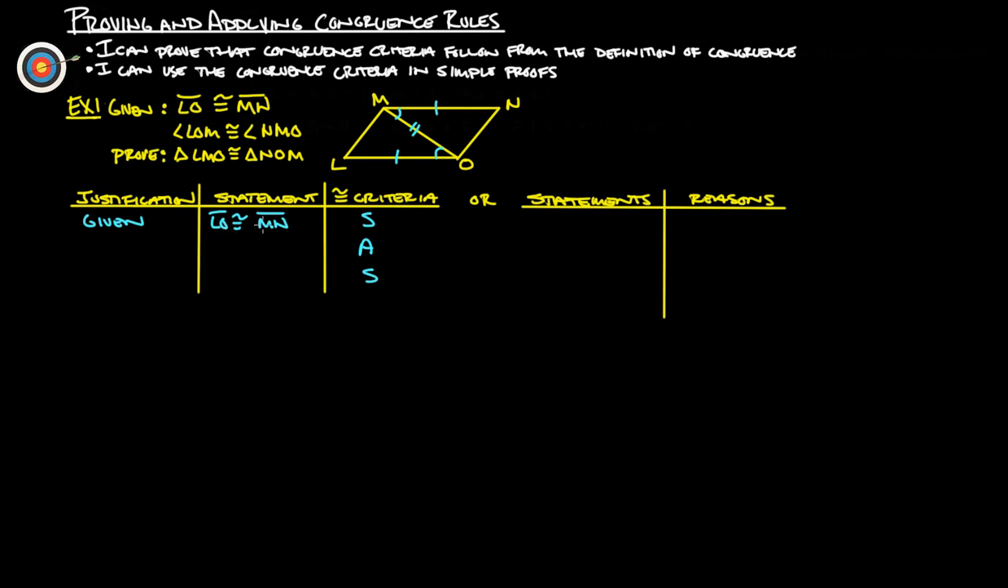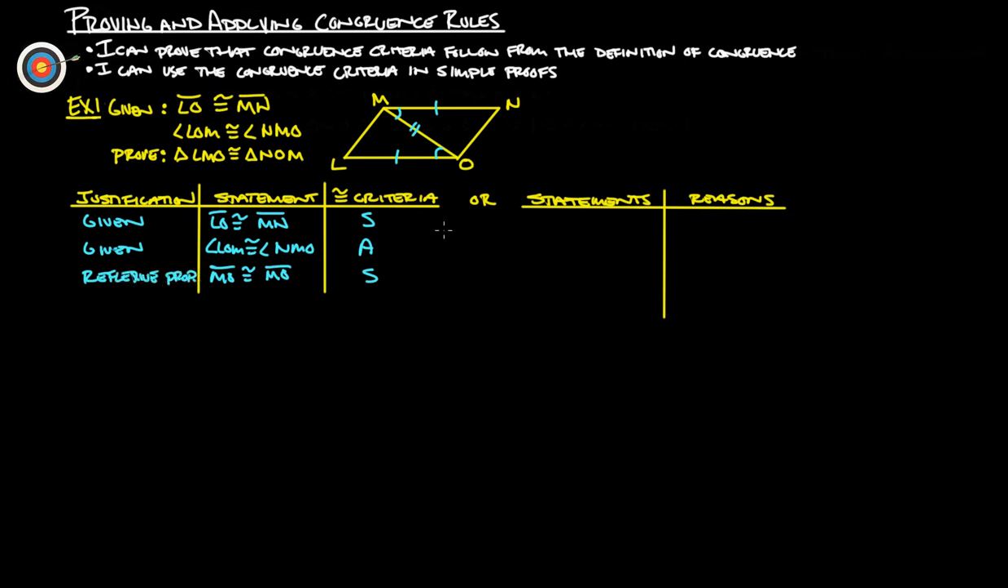So we've got one side, LO congruent to MN. We want to come up with the angle. We know that these angles are congruent because they gave that to us as well. So angle LOM is congruent to angle NMO because that was also given. So that's our side angle. And then our last side, we know that MO is congruent to MO. One thing is congruent to itself, and if you'll remember, that is the reflexive property.